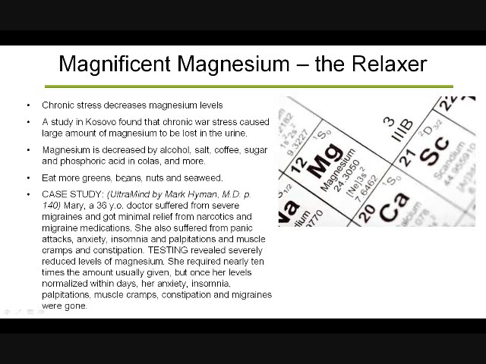So another case study, a 36-year-old doctor who suffered from severe migraines, got minimal relief from narcotics and migraine medications. She also had panic attacks, anxiety, insomnia, palpitations, muscle cramps, constipation. Those are all magnesium related, tightness, constipation. Testing revealed severely reduced levels of magnesium. And here's a case like, remember Dr. Ames said sometimes we need mega doses of vitamins? She required nearly 10 times the usual amount of magnesium, which is a lot, to normalize her body, and then she actually improved very, very quickly.